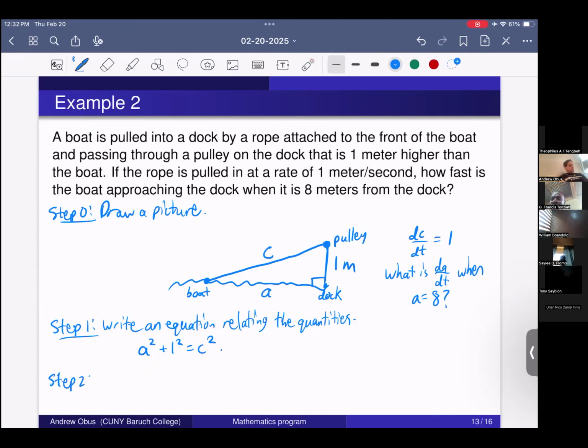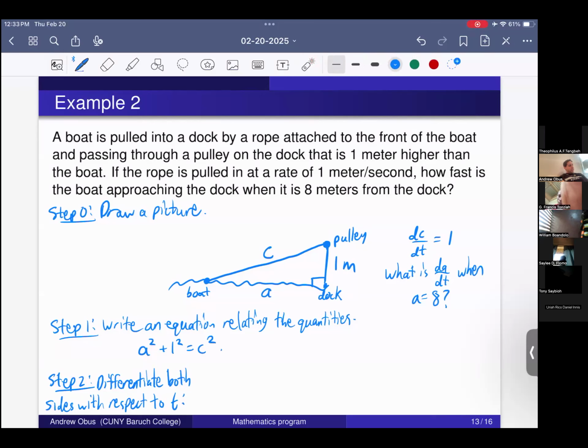And so step 2 is differentiate both sides with respect to t, with respect to time. And the key that we remember is every time we take a derivative of one of these quantities, you have to multiply by d of that quantity dt. This is what comes from the chain rule.